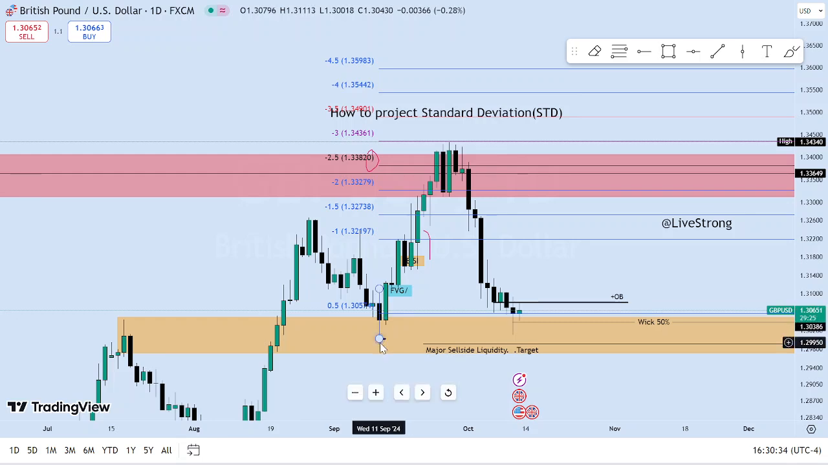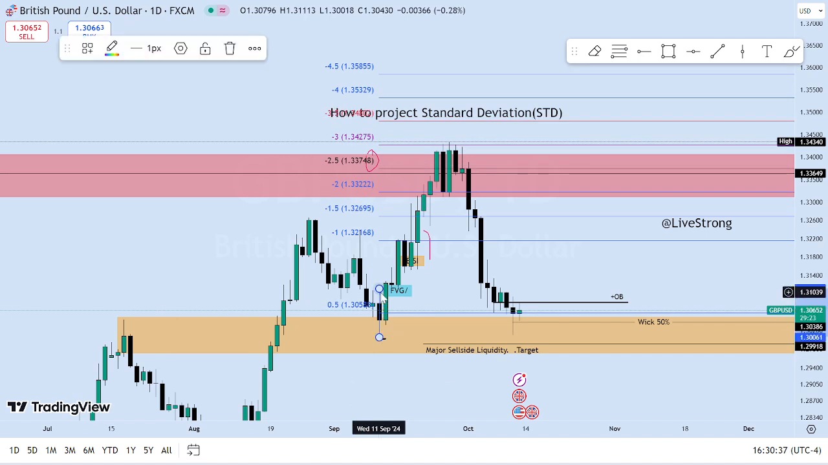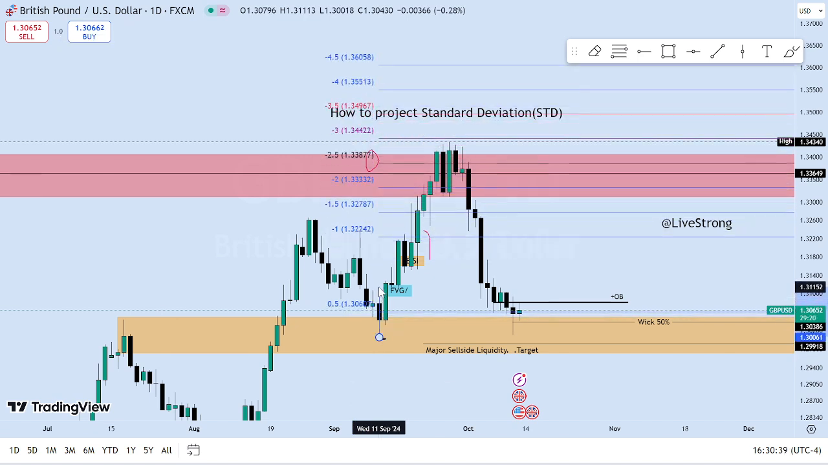So you can anchor from this low to the high before we took it out. Then you target standard deviation minus 2.5. If you are not confident enough, you target minus 2 or minus 1.5 for your take profit. Then you can put your stop loss below at this other block, this candle below here. They are here in daily.